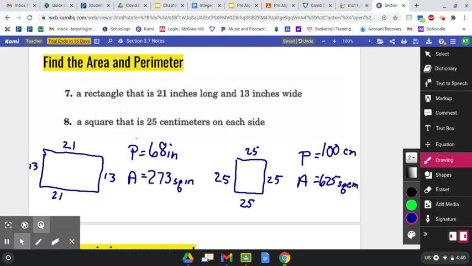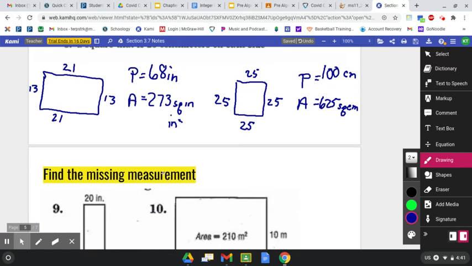All right, adding up 21, 13, 21, 13, we got a perimeter of 68 inches in the first one. And then multiplying 21 times 13, you should get 273 square inches, right? So you'll see it written like this, inches squared. Those are the same thing there. In the square example, the four 25 centimeter sides add up to 100 for perimeter, and 25 times 25 would give you 625 square centimeters.